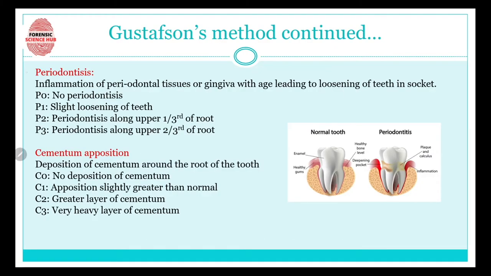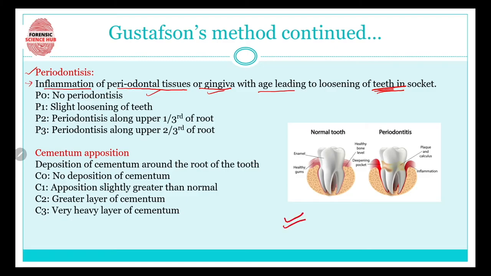Now let's talk about the third criteria, that is periodontosis. Periodontosis basically is the inflammation of periodontal tissues or periodontal ligaments or gingiva with age, leading to loosening of the teeth in the socket. So basically in periodontosis, the gingiva, the gums or the periodontal ligaments are getting inflamed, due to which the teeth start to become loosened in the socket. There's no proper grip here.